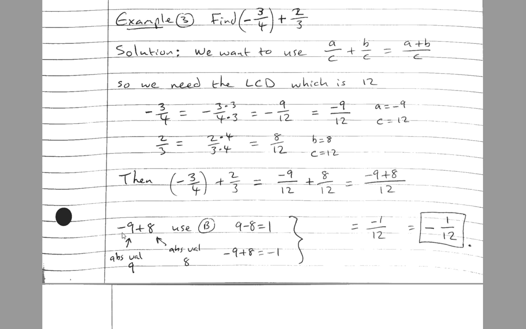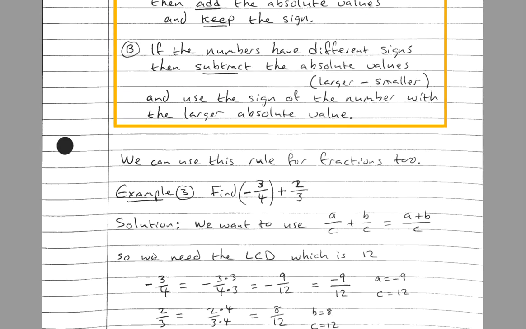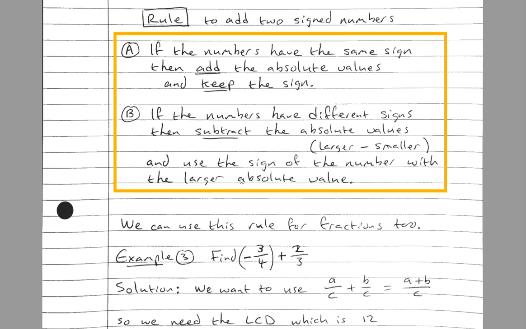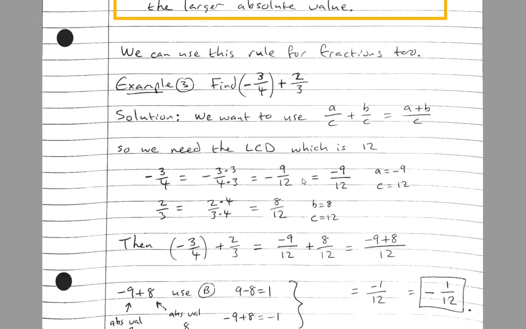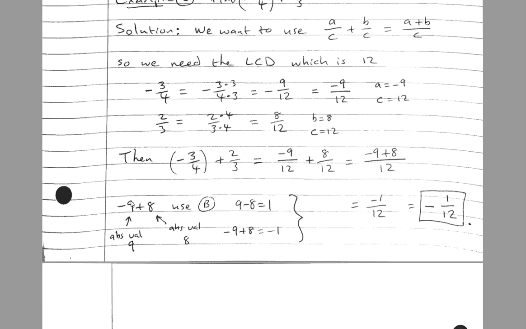The absolute value of negative 9 is 9. The absolute value of 8 is 8. They have different signs, so subtract the absolute values. So 9 minus 8 is 1. And use the sign of the number with the larger absolute value. So this negative number, negative 9, has the bigger absolute value, so we need the negative sign. Negative 1. Okay, so negative 9 plus 8 is negative 1.